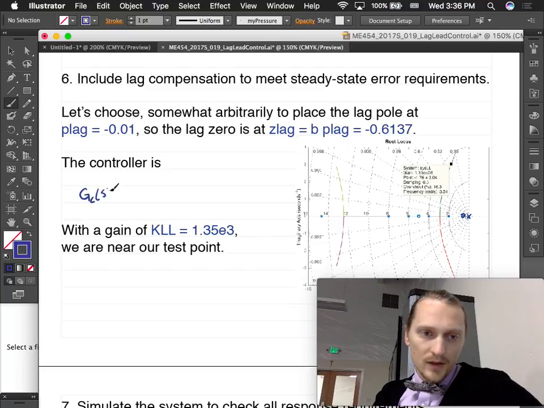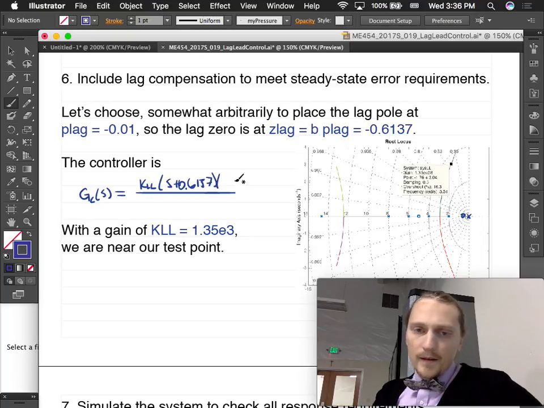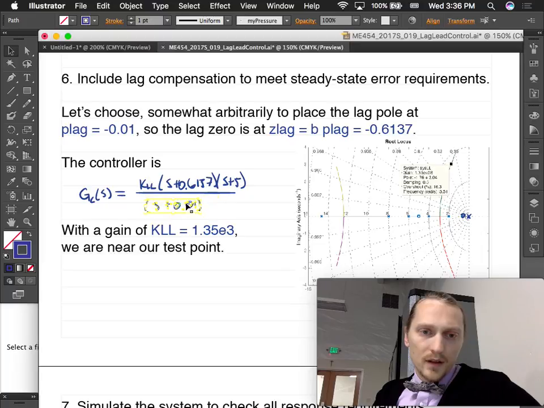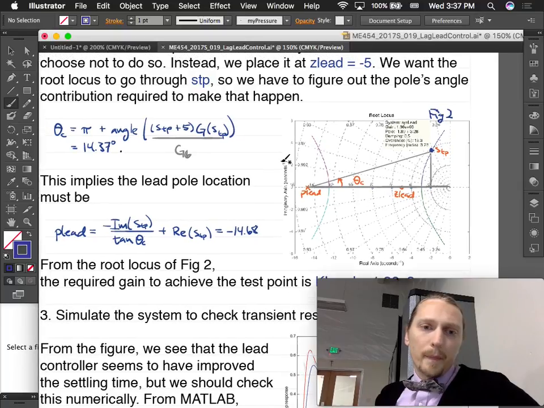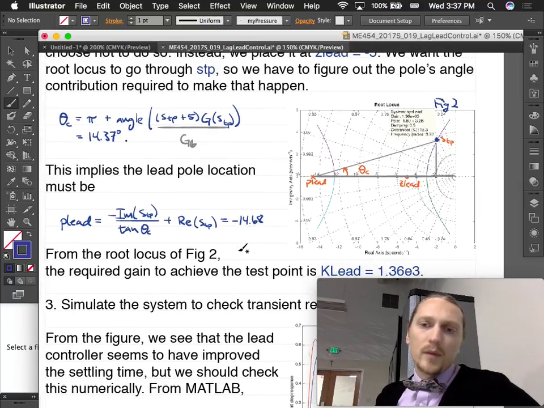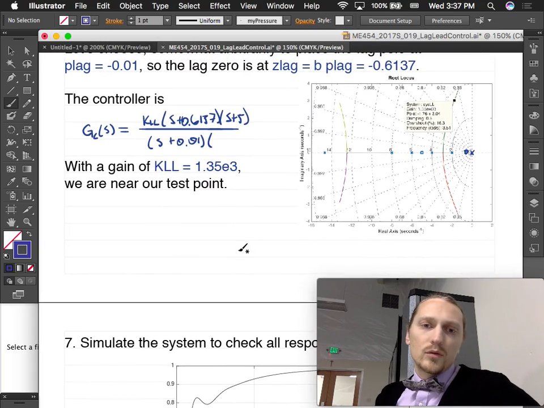is Gc(s) equals K_L times (s plus 0.6137) times (s plus 5) divided by (s plus 0.01). Oh, wait. We also have a pole here too, right? Another pole that came from up here at negative 14.68, right? So s plus 14.68.